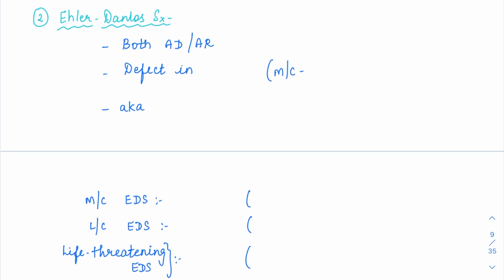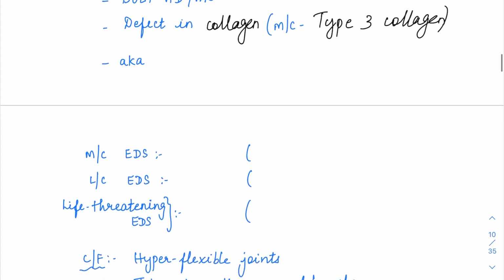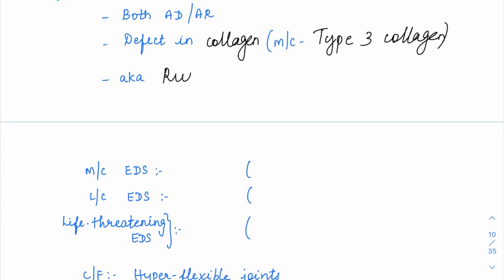So Ehlers-Danlos syndrome has various types. It is both autosomal dominant and autosomal recessive based on the subtype. Here the defect is going to be in the collagen. The collagen is going to be defective, and most commonly it is the type 3 collagen which is affected. It is also called the rubber man syndrome because they are very flexible.